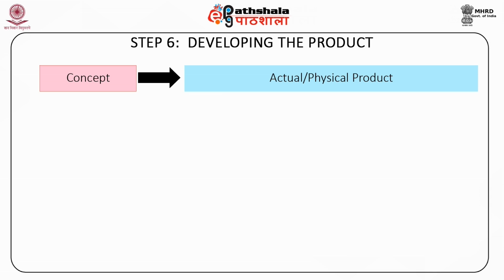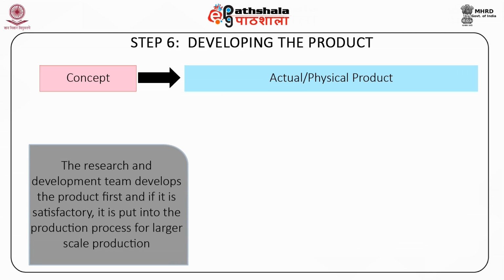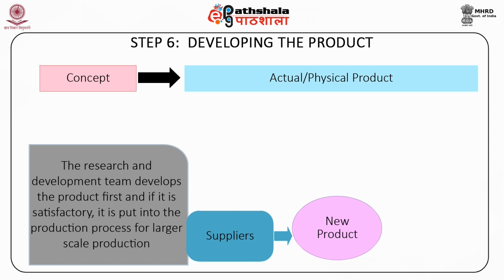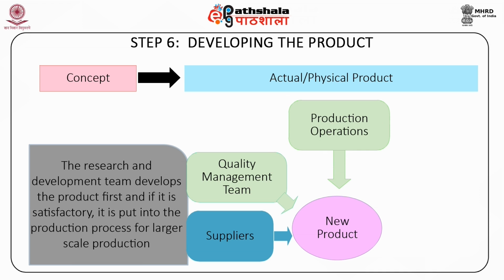Now that all the preliminary research has been done and feasibility of the product is established, we move to the most important step, that is, developing the product. At this level, the concept is turned into actual physical product. The research and development team develops the product first, and if it is satisfactory, it is put into production process for larger scale production. This stage requires many aspects to come together seamlessly: collaboration from suppliers, involvement of quality management team, scheduling of production operations, resource and logistic planning, and reviewing action as per plan.